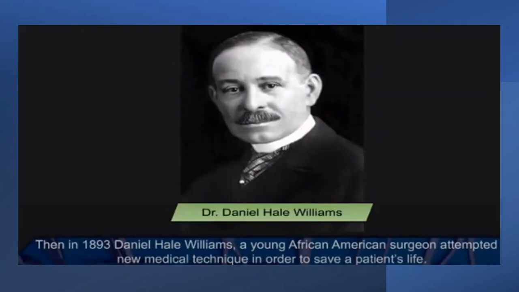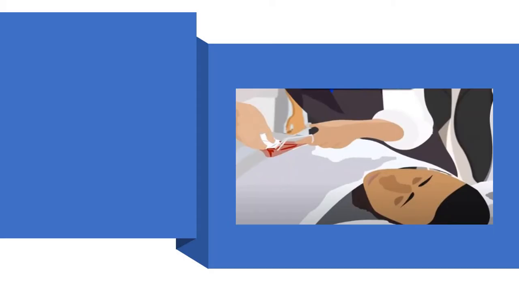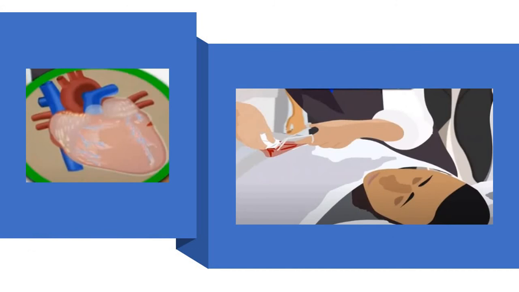Then, in 1893, Daniel Hale Williams, a young African American surgeon, attempted a new medical technique in order to save a patient's life. A patient, James Cornish, was suffering from a very serious knife wound. The knife had cut an artery less than an inch from his heart and punctured the pericardium, the sac around the heart.